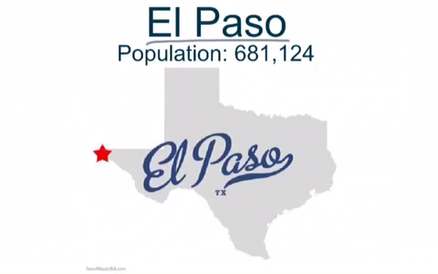The last major metropolitan area we'll be studying today is actually the city of El Paso. El Paso is located on the western tip of the state of Texas, as you can see here on our map, right there, where the red star is located. The population of El Paso is 681,124.